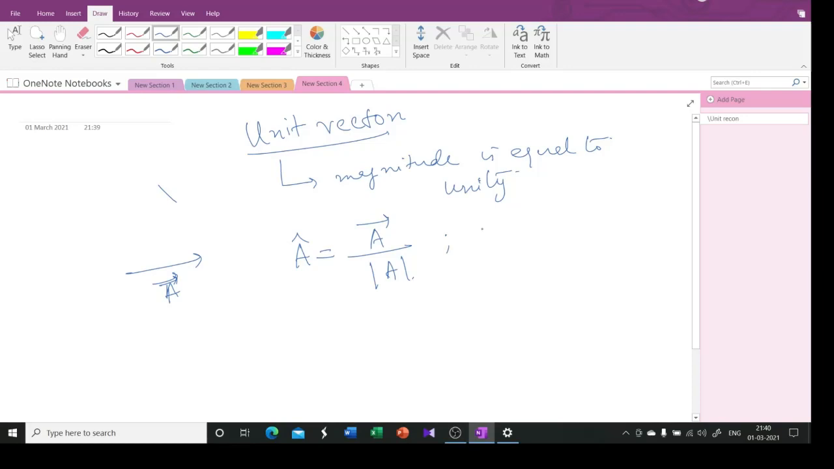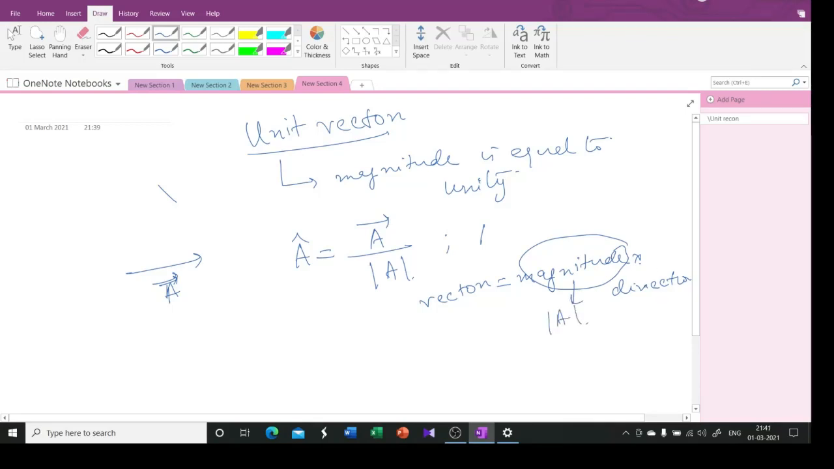Okay, so what is a vector? Actually, what is a vector? A vector has a magnitude as well as direction. So any vector quantity is simply a product of magnitude and direction, right? So we know that this magnitude is represented by this mod of A thing, all right?